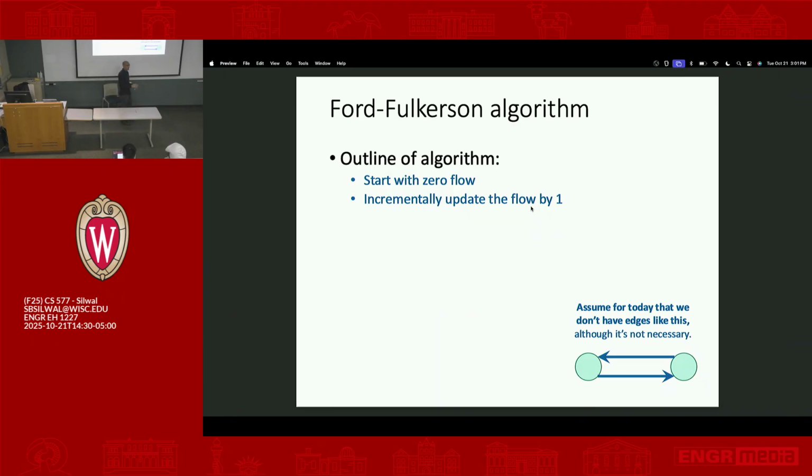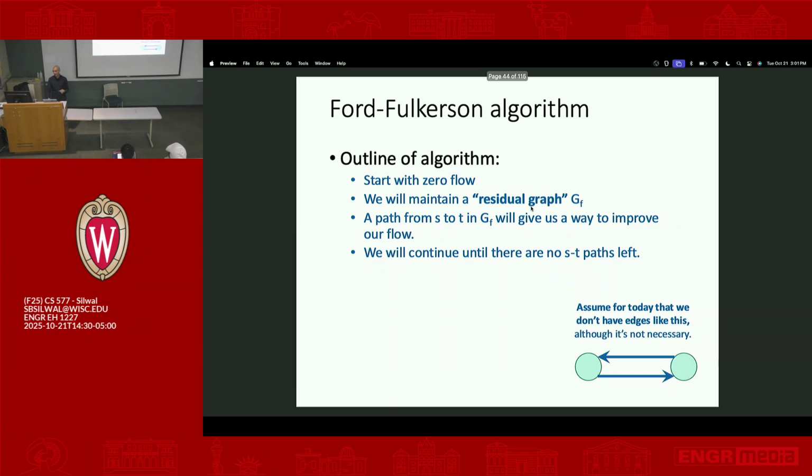Initially, the flow is 0. S has nothing going out, and then we're going to slowly increase the flow by 1. That's the main idea. Now, to keep track of progress, we're going to introduce another graph called G sub f. It's not something we made up, and it's not part of the input. The input is just the graph that you see. But we're going to create another graph to help keep track of how the algorithm is progressing.